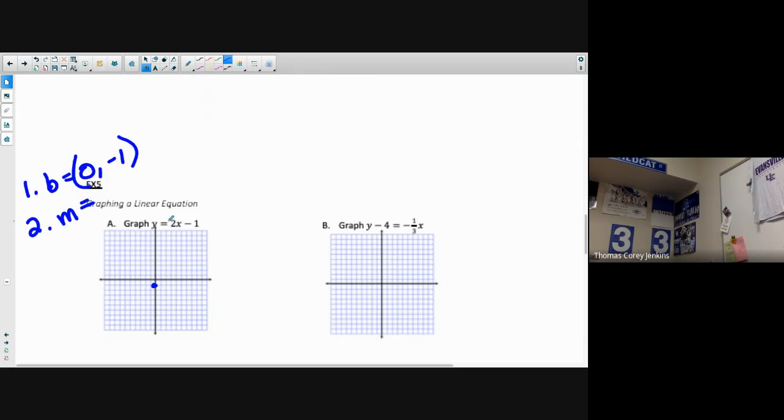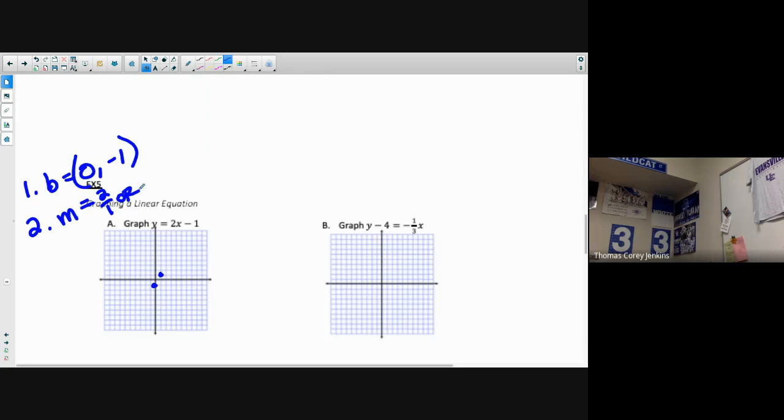M equals 2. If I'm graphing, I like to think of that as a fraction. Any whole number can be written over 1. So 2 over 1. That means I can rise 2, run 1. Rise 2 takes me there, run 1 takes me there. So it also goes through (1, 1).